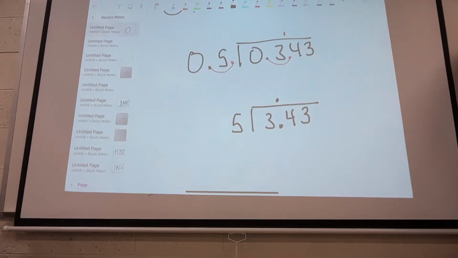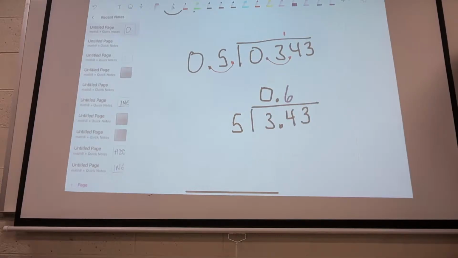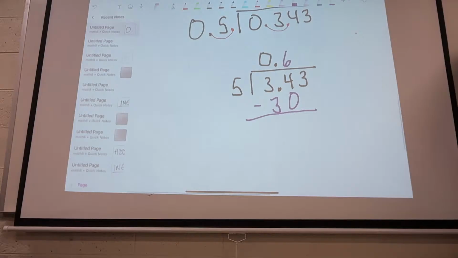So can 5 go into 3? No. So 5 into 34? I think I heard somebody say it. 6, because 5 times 6 is 30. Okay. So we're going to subtract. 34 take away 30 is 4. Bring down your 3. 5 into 43. 8. What is 5 times 8?